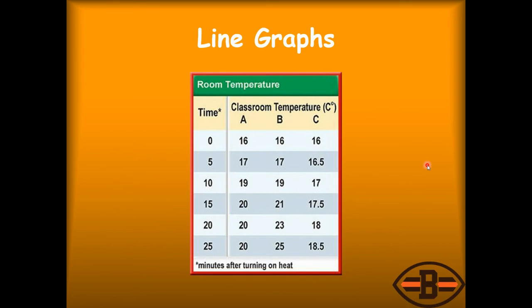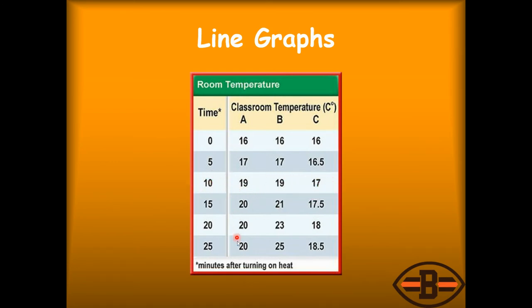This is what makes graphs so much nicer than tables. Here's my table of room temperatures, and this table can be a little bit confusing. Let's just say all classrooms started at 16 degrees Celsius. You can see it right here. After 5 minutes, these were the temperatures in the rooms: 17, 17, 16.5. After 10 minutes, you can see the temperatures.